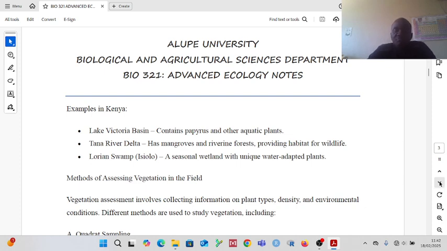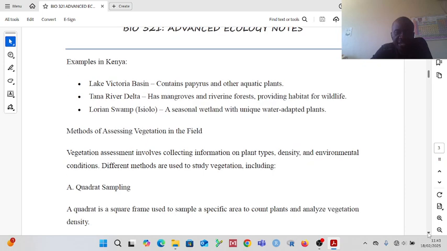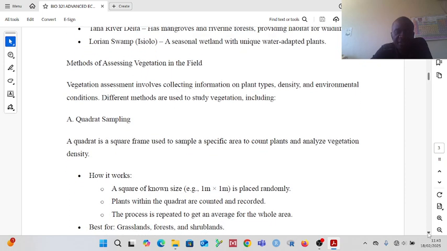There will also be other types of wildlife present within this type of vegetation. Having looked at the types of vegetation that you can find in the field, how then can we assess, using which methods can we assess the presence of vegetation in the field?